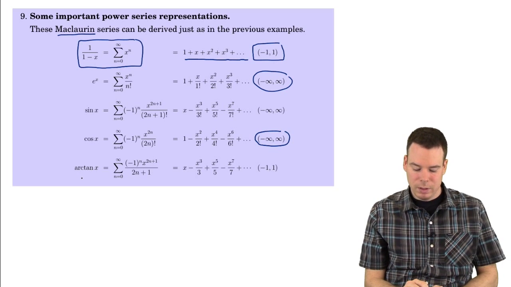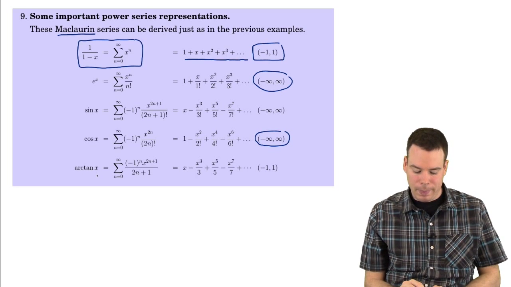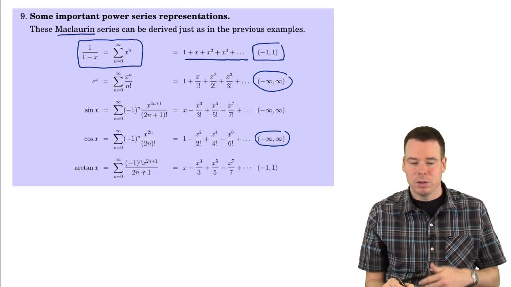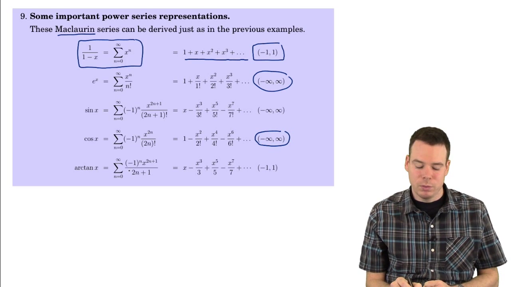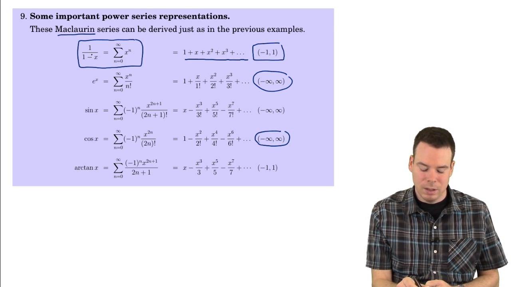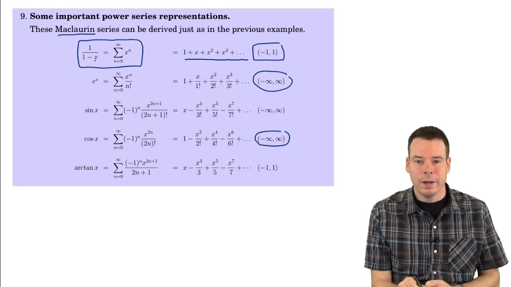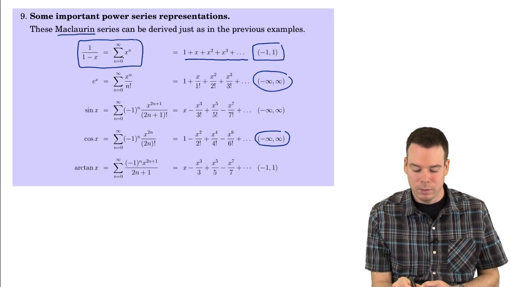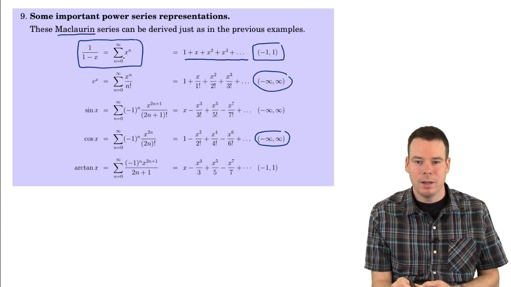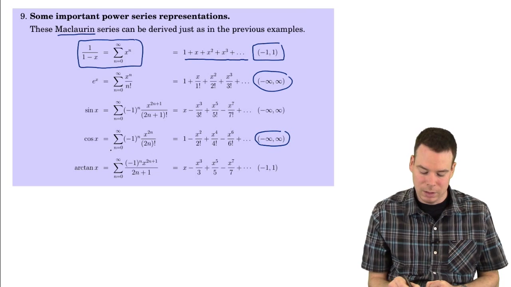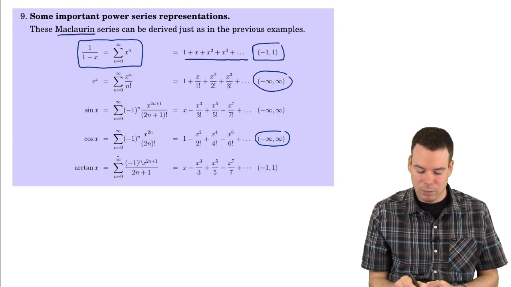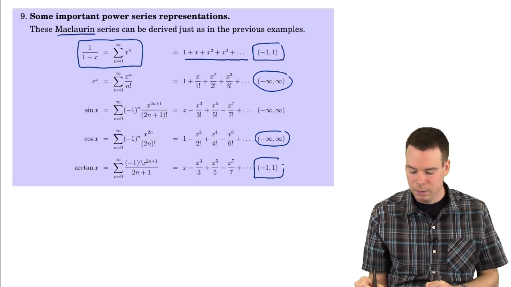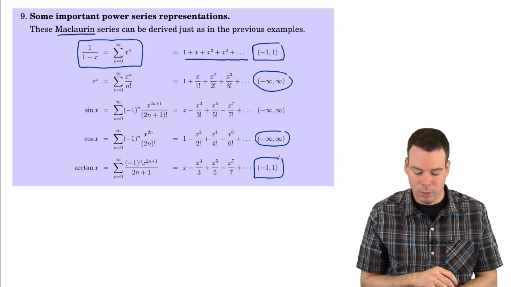Okay, what about the last one? Arctan. You can work out its power series expansion, start taking derivatives, or the way we did it was we worked with the geometric series and changed the x to a negative x squared, got the series expansion for that, and then integrated term by term. That's how we got our arctan one. But nonetheless, we have our arctan expansion here, and it is valid only on the interval from -1 to 1.